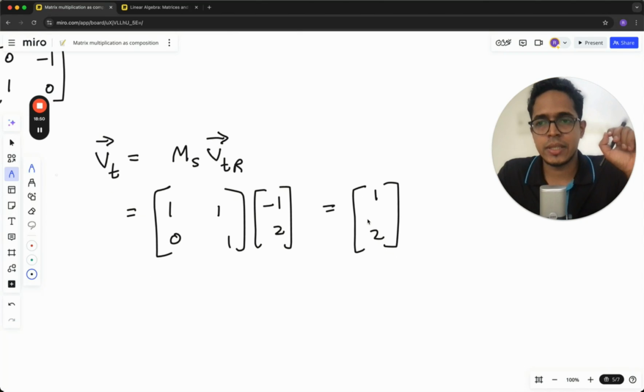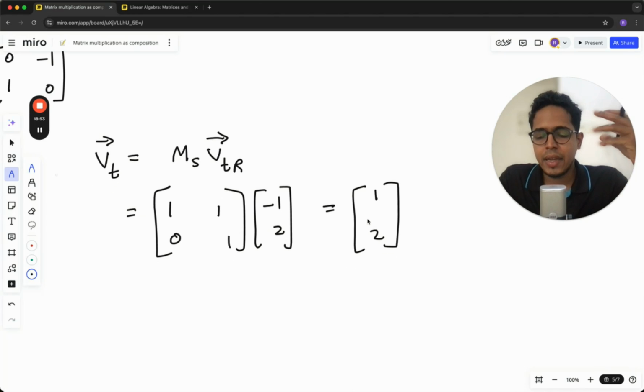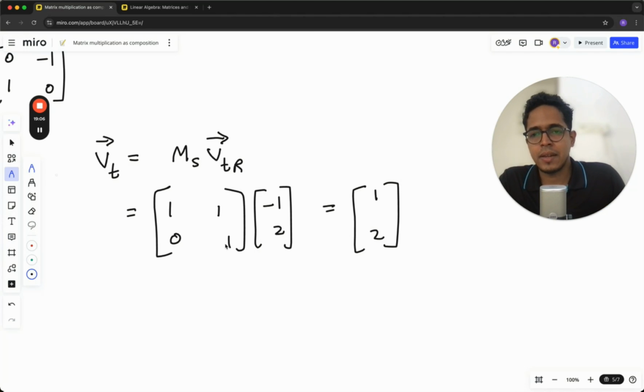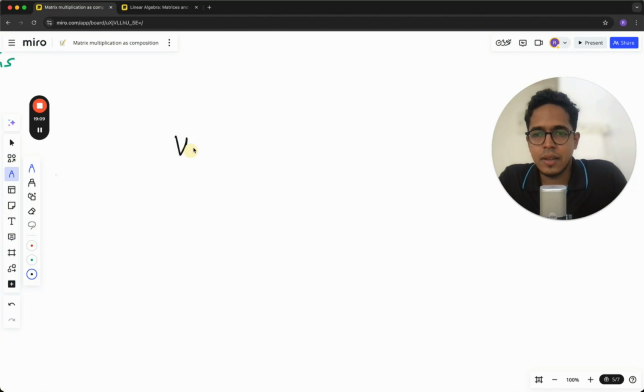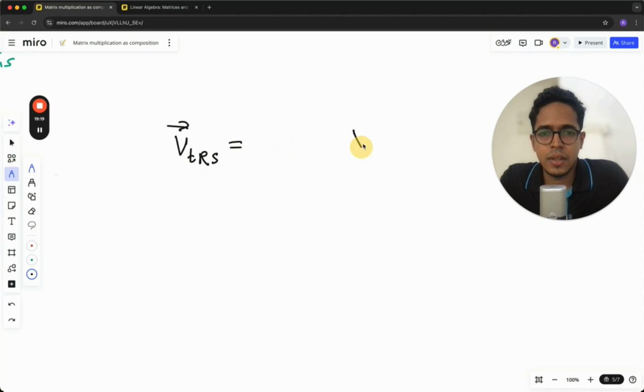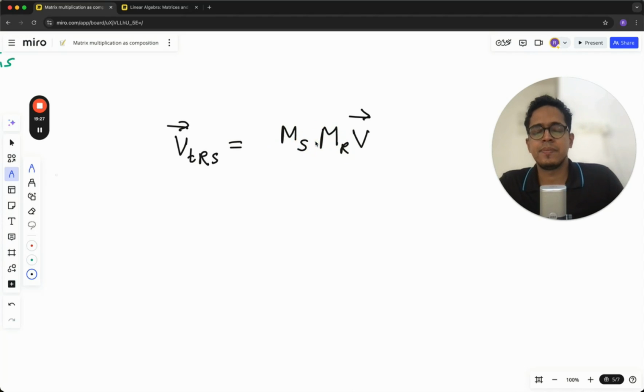Now I have an interesting question. If we are sequentially applying rotation first and shear next, is it similar to multiplying the original vector V by 2 matrices? What I mean by that is: is the transformation after rotation and shear equal to the following? We are transforming the vector V. First we multiply it by the matrix for rotation, and then we multiply by the matrix for shear.